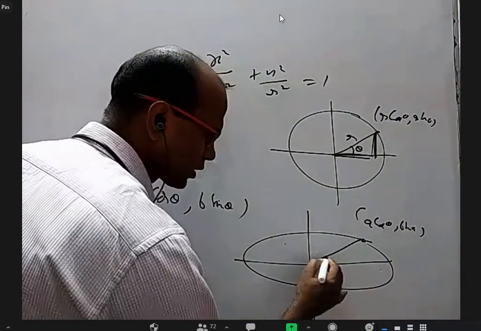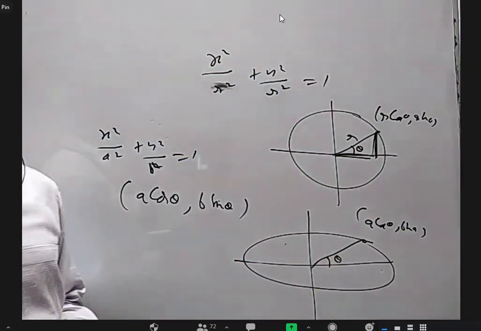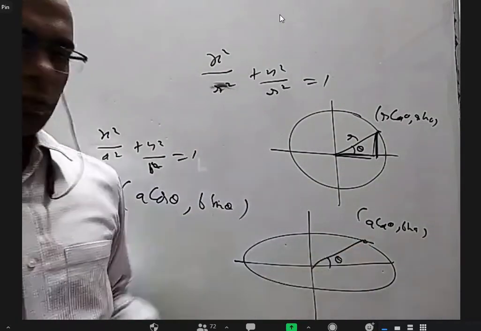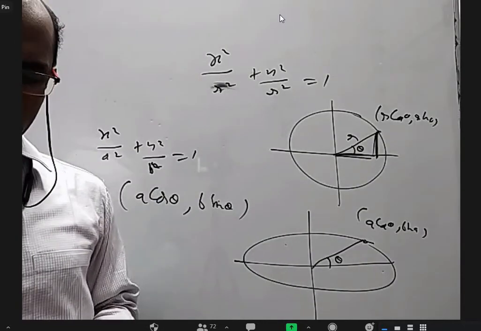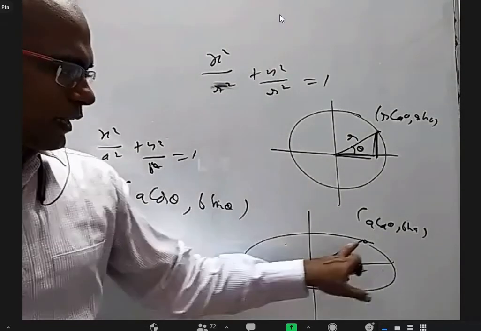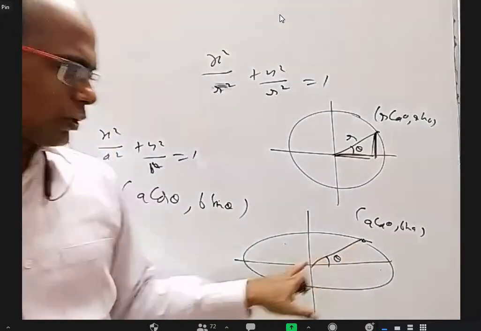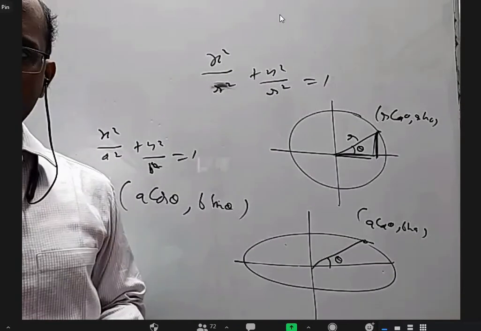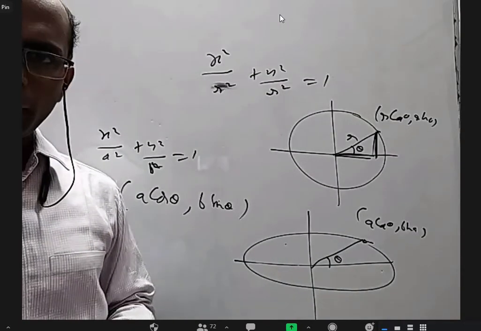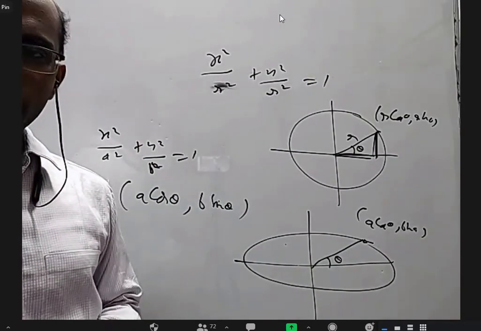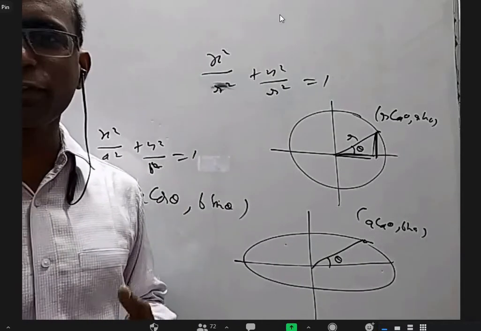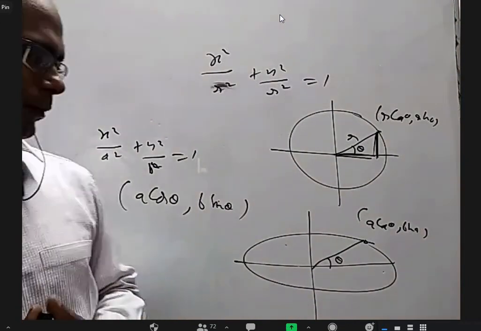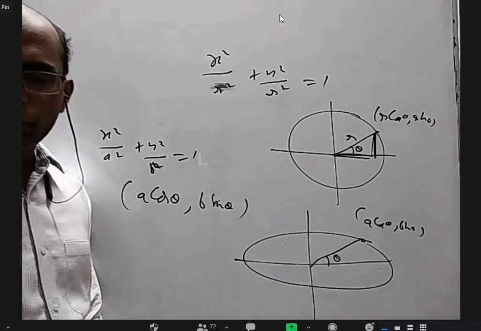If we join it to the origin, do you think this angle will be theta? No, sir. Why no? If I take a point on the ellipse as a cos theta comma b sin theta and join to origin, will that inclination be theta? Yes or no? Yes, sir. Theta only. Why? If you say no, I'll tell why. If you say yes also, I'll say why.